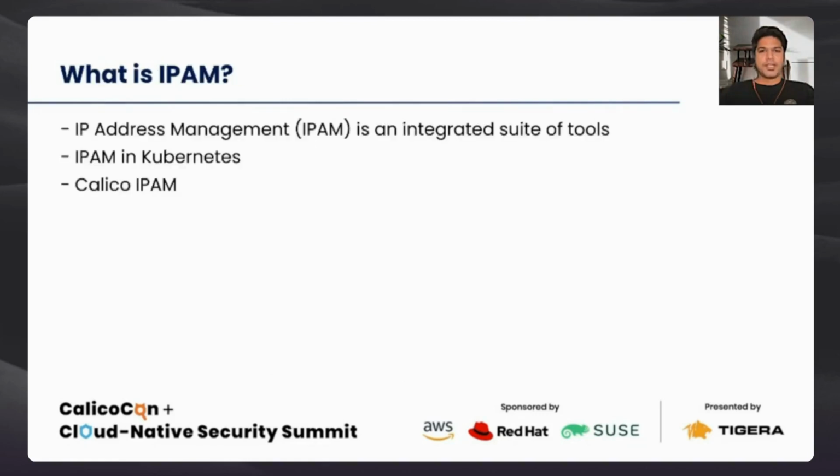IP address management, IPAM, is an integrated suite of tools to enable end-to-end planning. It also helps in deploying, managing and monitoring your IP addresses or IP address infrastructure. IPAM automatically discovers IP address infrastructure servers and domain name system, DNS, servers on your network and enables you to manage them from a central interface.